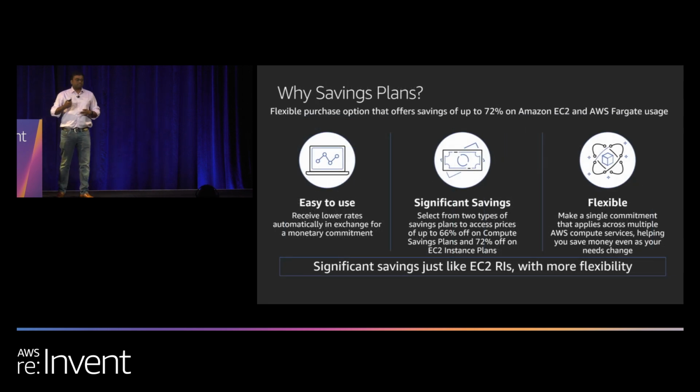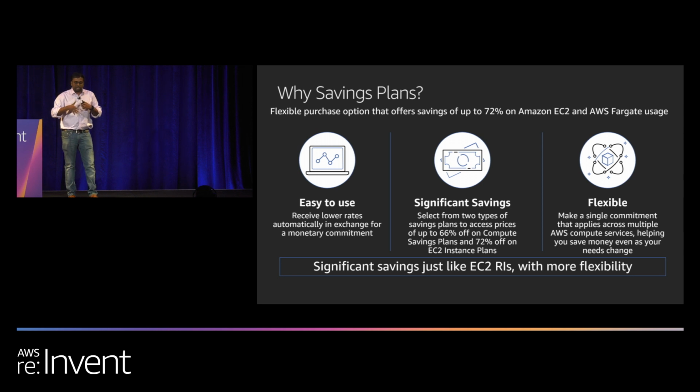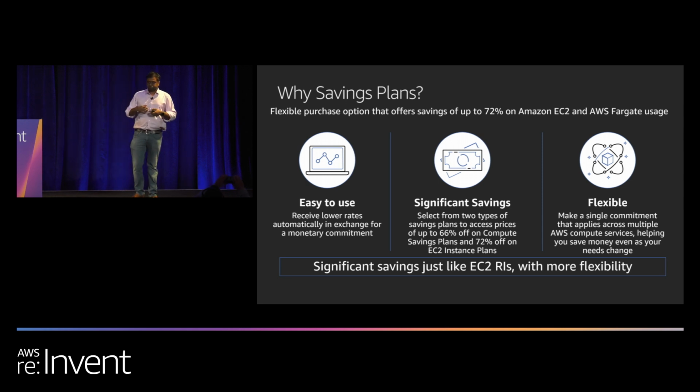So what does this mean for you? What are the benefits? So first off, it's super easy to use. You no longer have to make commitments to specific instance configurations. You don't have to worry about committing to a specific size or a family or a region. We've abstracted all that away, right? All that specificity has gone with savings plans. You just commit to a dollar amount, and you start using, right? So super easy to use.